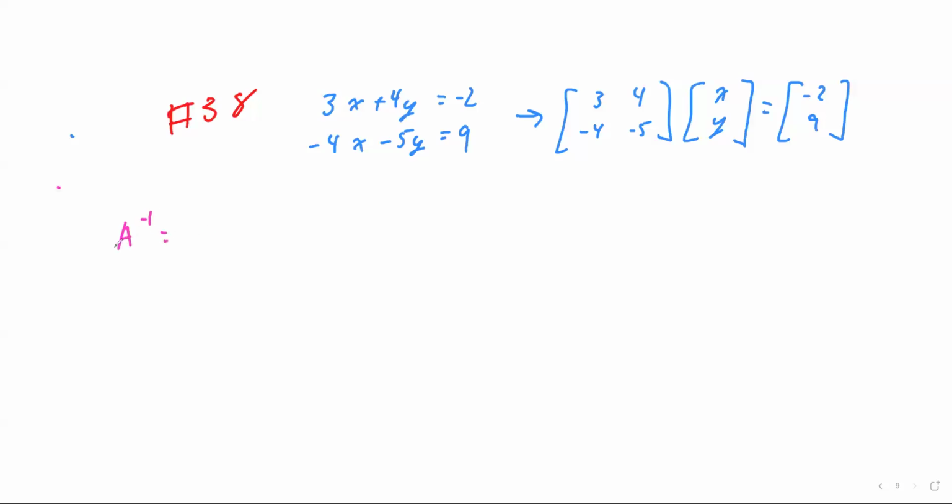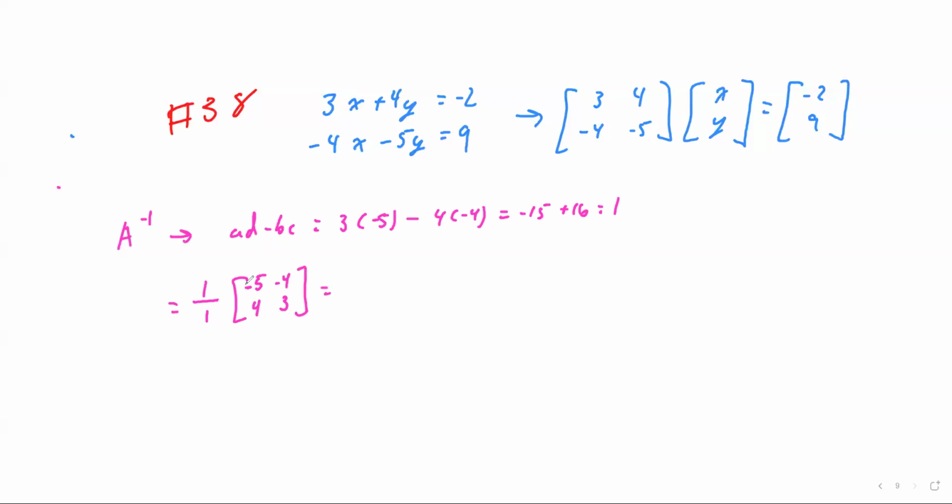Find out your AD minus BC. So in this case, that would be 3 times -5 minus 4 times -4. So that's going to be -15 plus 16, which is a nice 1. So when I find this inverse, that's 1 divided by 1. Switch the A and the D. So this is now -5. This is 3. Change the sign of B and C. So this is now 4, and this is -4. When I work this out, it's really just going to be the same matrix. I feel like we did this earlier.